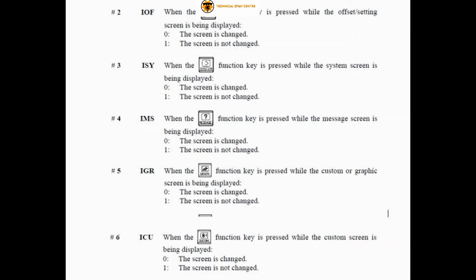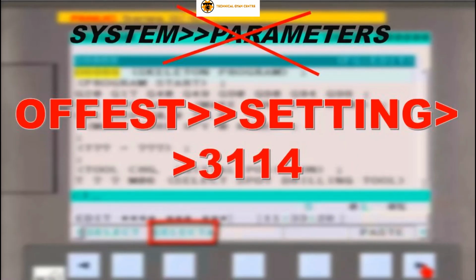Now friends, you must be thinking, if we have disabled the system key, then how are we going to enable it again? Think for 2 minutes. Friends, what you have to do is go to offset and setting for changing the parameter 3114, yes, 3114, but not in parameter, in offset. How is the process?